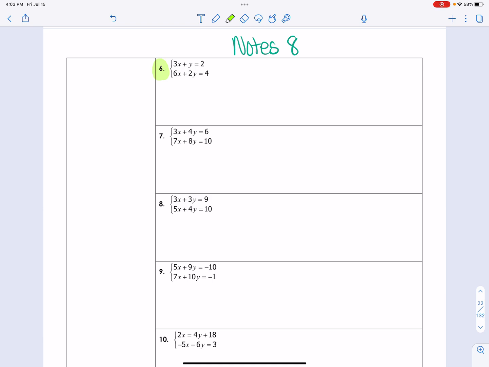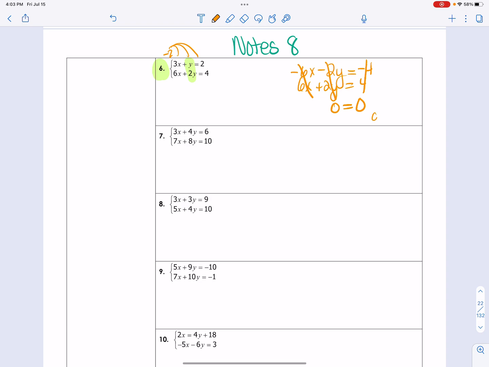All right, so probably number 6, the easiest thing to do would be to multiply the top equation by -2. So you'd get -6x minus 2y equals -4. And then the other equation is 6x plus 2y equals a positive. Okay, wait, those cancel. Those cancel, so I have 0. And these cancel, so I have 0 equals 0, which is true.